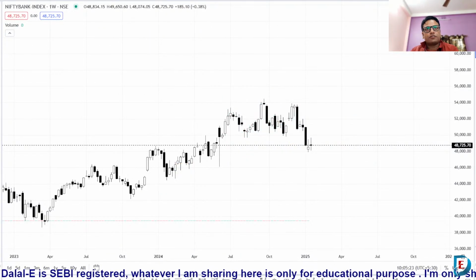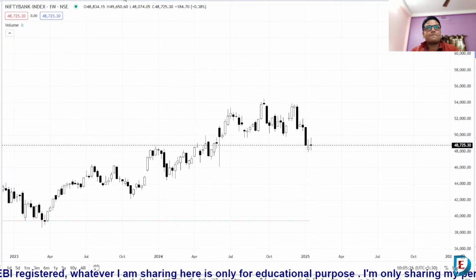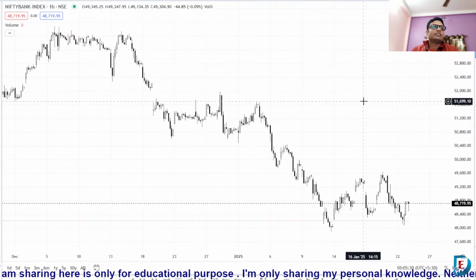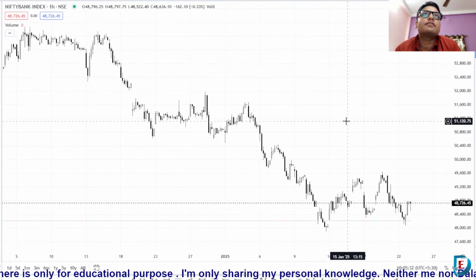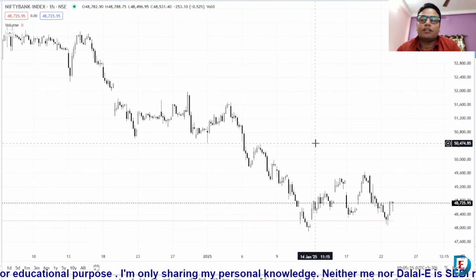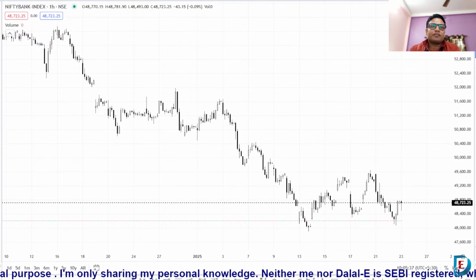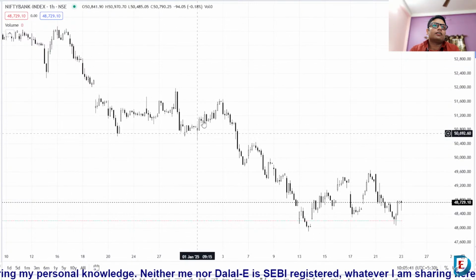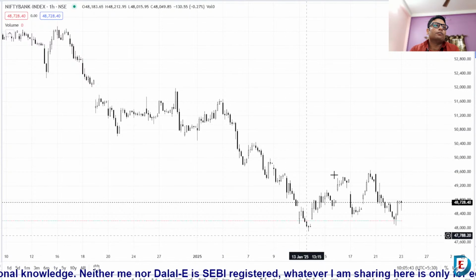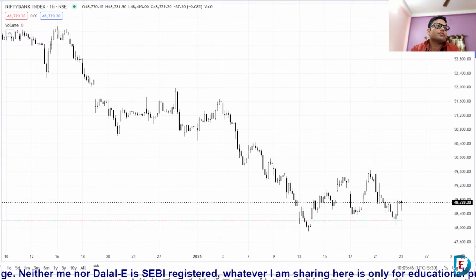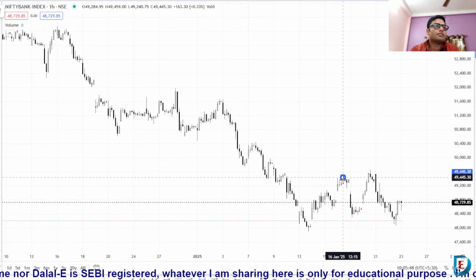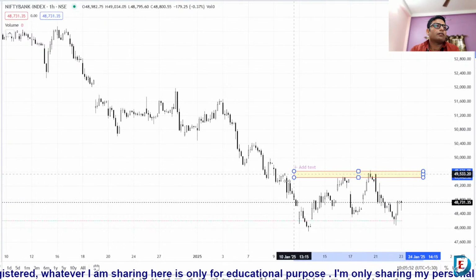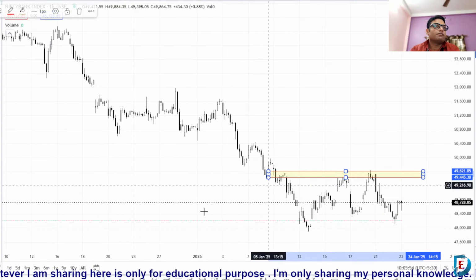Now let's move on to the shorter time frame, like 1 hour. In the hourly chart, we can see that it's still in a downtrend. High, pullback, low, pullback, low, pullback, then somehow it tried to sustain above this level but failed. So this is the crucial level for Bank Nifty right now.